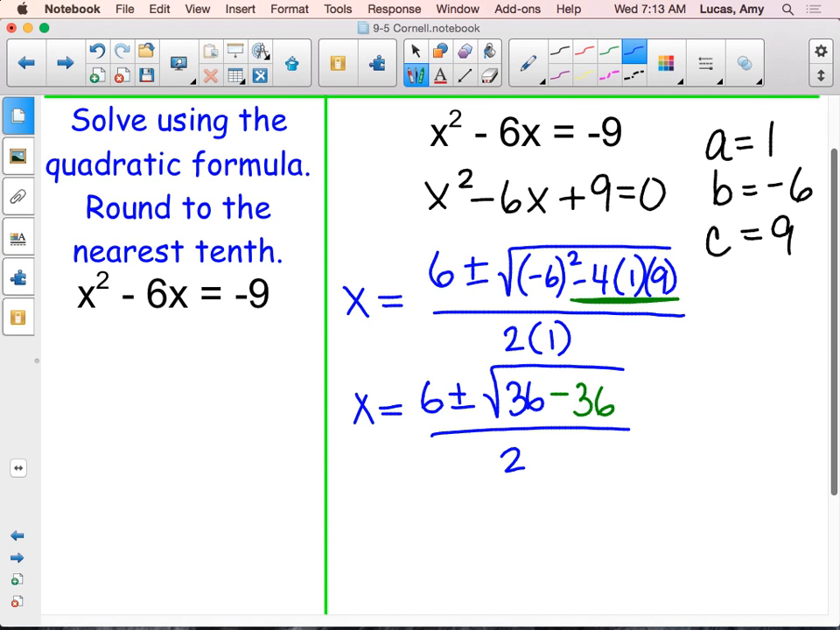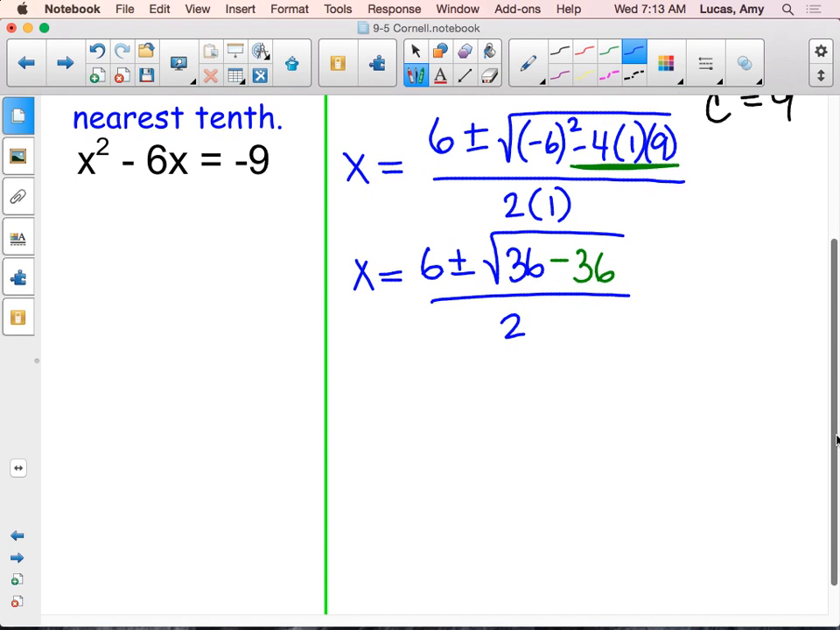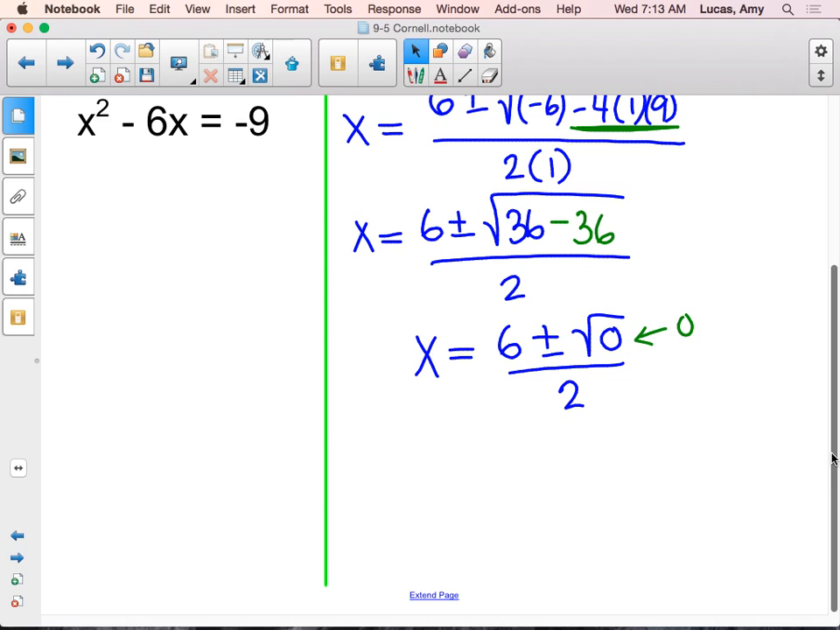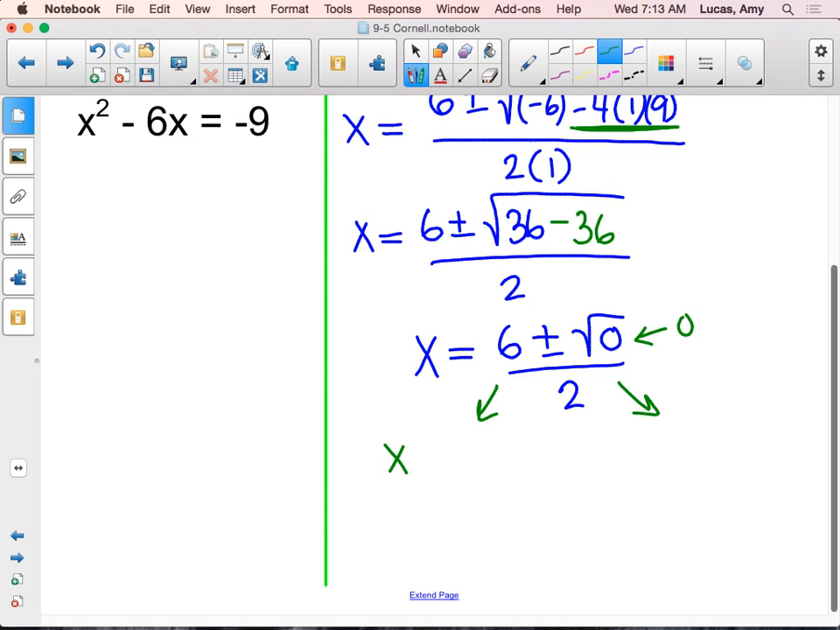Well, 36 minus 36 is 0. So x equals 6 plus or minus the square root of 0 divided by 2. Well, the square root of 0 is 0, so it really is not going to matter. And I'll show you. It's not going to matter if we split this to try to get 2 solutions. One of them is going to have 6 plus 0 divided by 2. The other one has 6 minus 0 divided by 2.